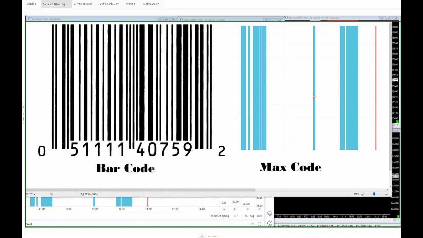Algorithmic buying on the crack spread is in blue. Algorithmic selling on the crack spread is in red. You can see there's a little slither of red right there. So there was an algorithmic seller on the crack spread right at that price. Now, what does that mean? Well, it means that there's a buyer on the crack spread and there's a seller on the crack spread.